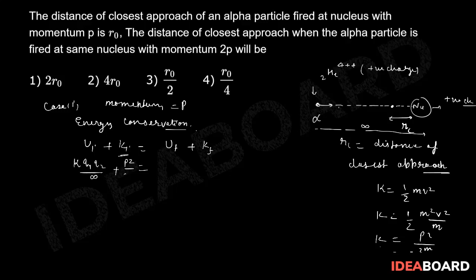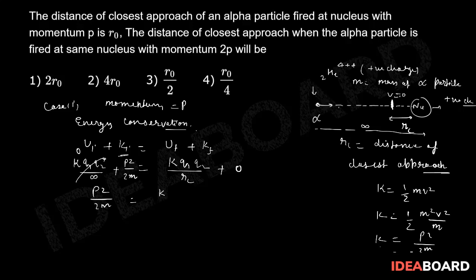So I can substitute p square by 2m in this case, where this mass is the mass of the alpha particle, correct? U final will be K Q1 Q2 divided by RC. We are approaching the closest approach. Then K final: obviously the particle instantaneously stops here, right? So that means V is going to be 0. If you substitute the values, this is going to be 0. So p square by 2m is equal to K.